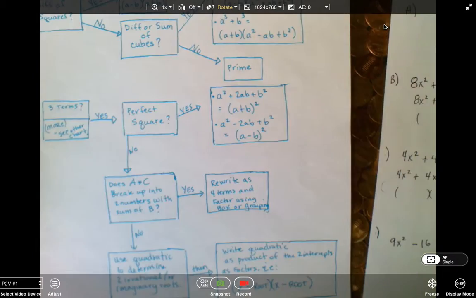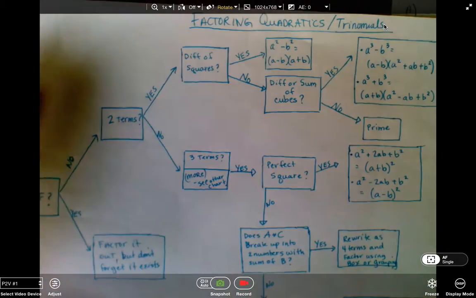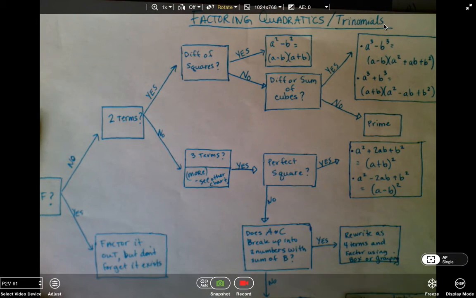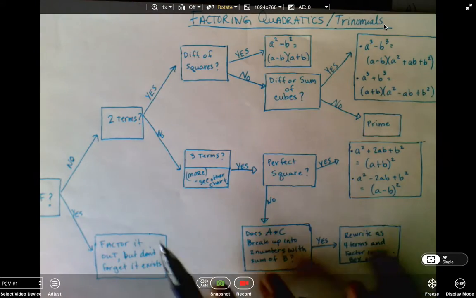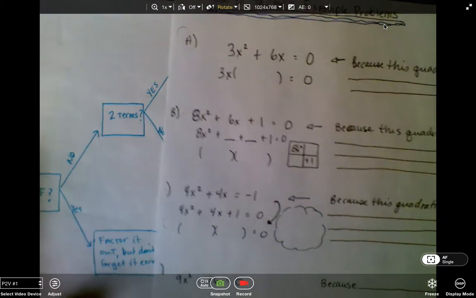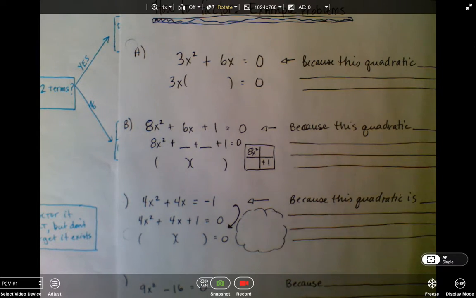I wanted to review some quadratics strategies. So I gave everybody this flow chart for working through how to identify issues with possible factoring. So let's use this and work through these example questions of some different reasons or strategies for factoring.